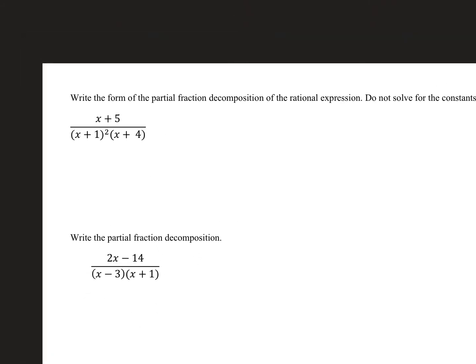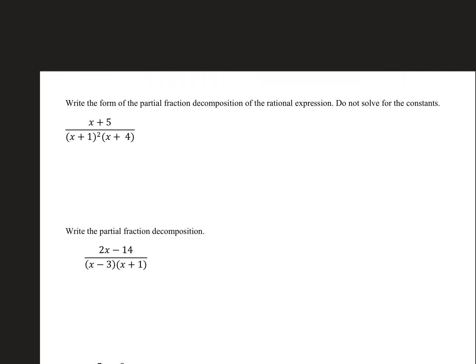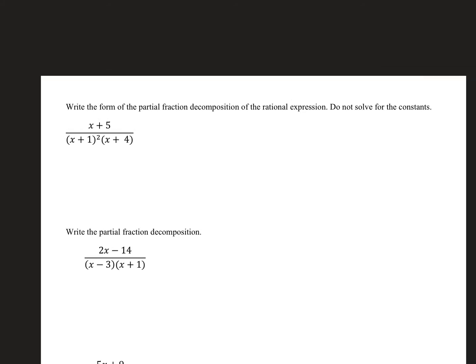If it asks you to write down the partial fraction decomposition, but not to solve, right? This is the easy part. How many pieces is this fraction going to be broken down into? Yep, 3. What are my denominators going to be, Raul? X plus 1. X plus 1 what? Squared and perfect. My numerators, A, B, C. That's it.